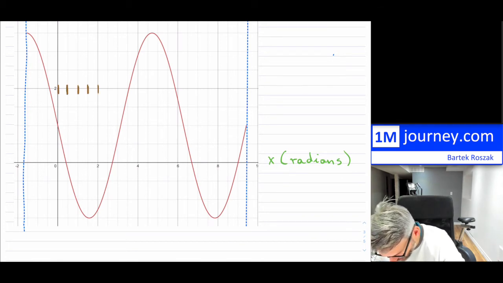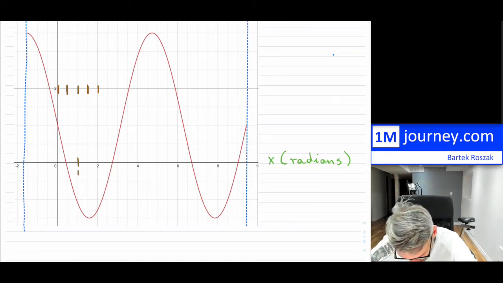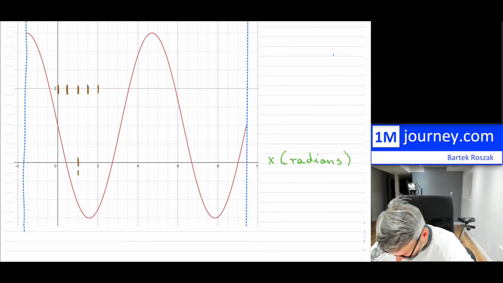So this is 2. So that means this is 1, right? So that's a half. So it's going by halves, it looks like. So half, 1, 1.5, 2, 2.5, 3, okay, and so on. So that's the first thing.